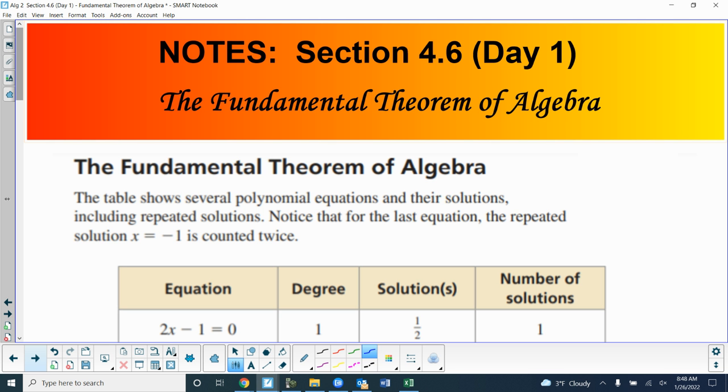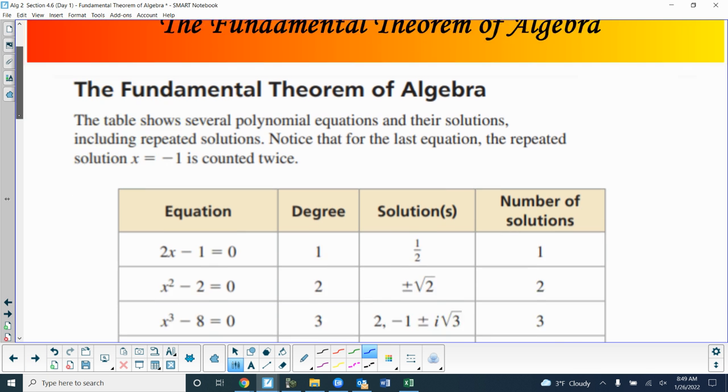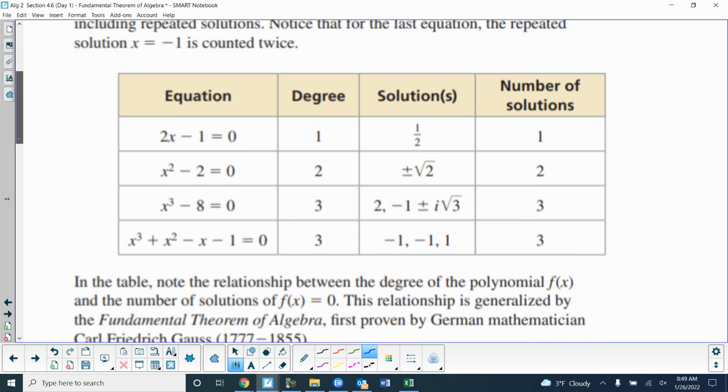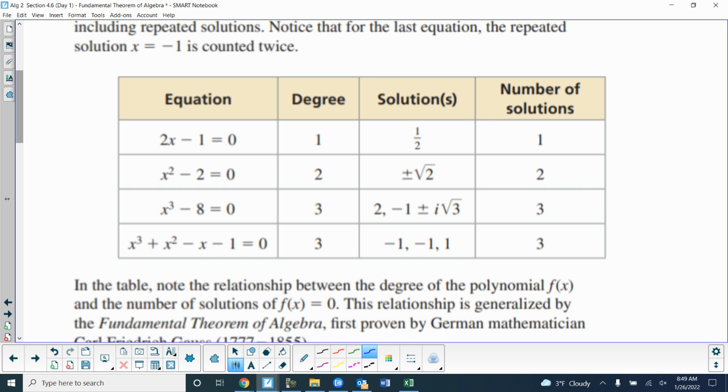So the first thing, and I've already talked to you guys about this, is called the fundamental theorem of algebra. It says the table shows several polynomial equations and their solutions, including repeated solutions. Notice that for the last equation, the repeated solution x equals -1 is counted twice. So they gave us 4 different polynomials.